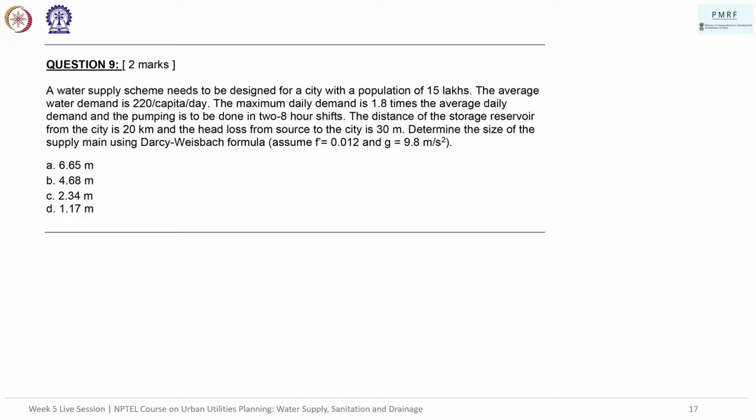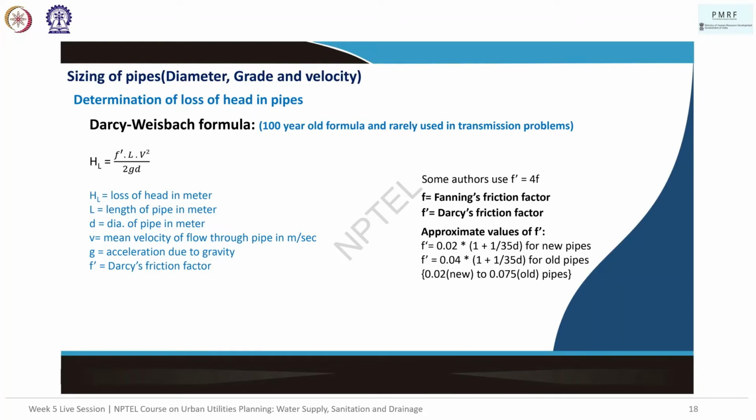We have to assume a value of f dash equal to 0.012 and g equal to 9.8 meters per second square. So again, this is, to be honest, a repeat of the employment of Darcy-Weisbach formula from last week's class. But nonetheless, let's take a look at it. This is the formula that we have: HL is equal to f dash into L into V square divided by 2gD.